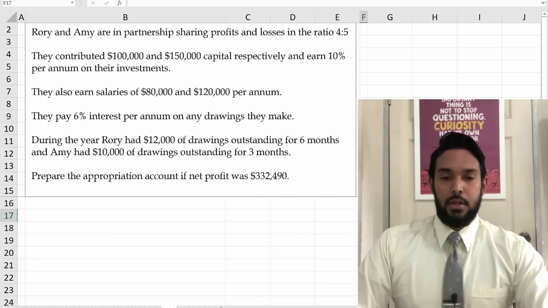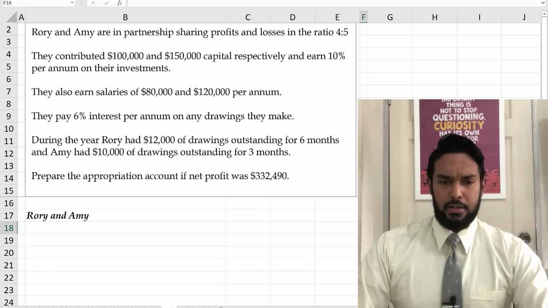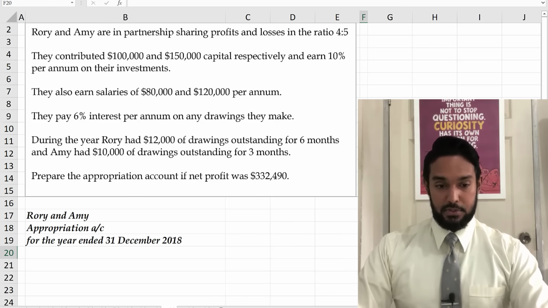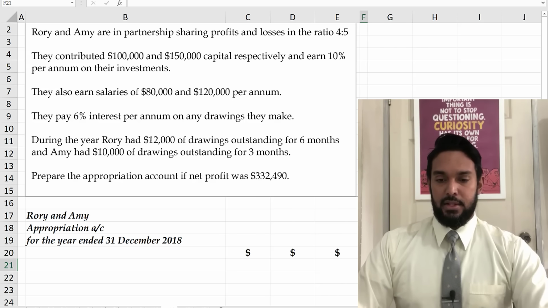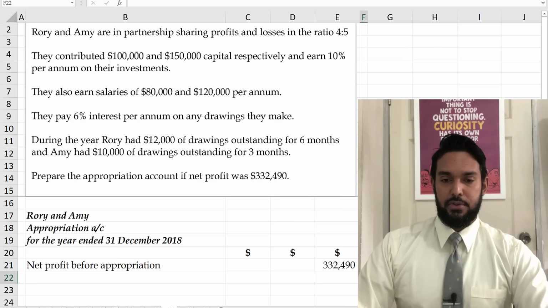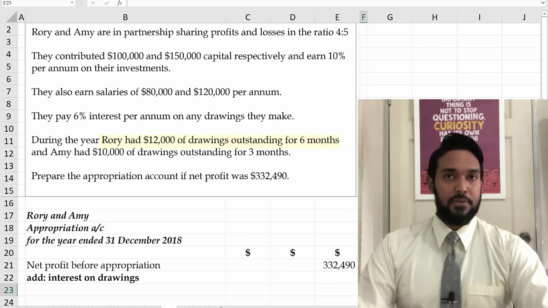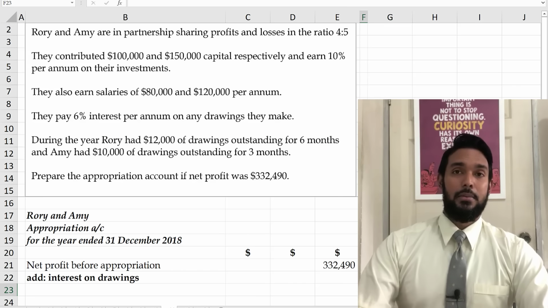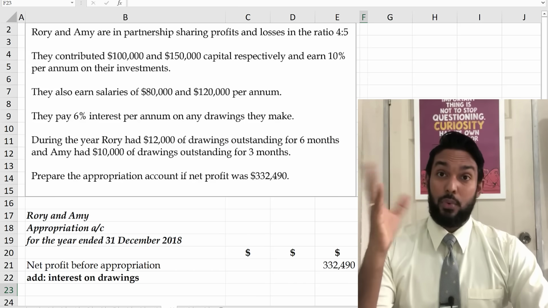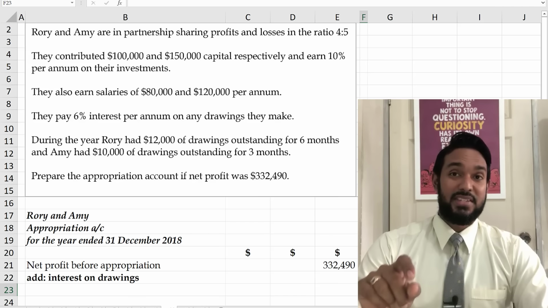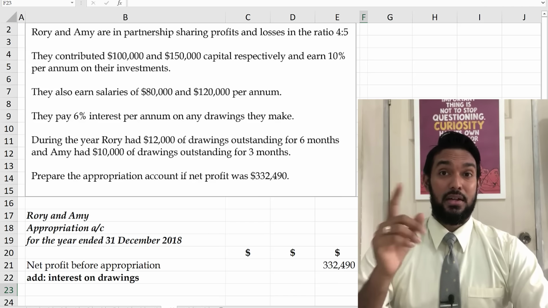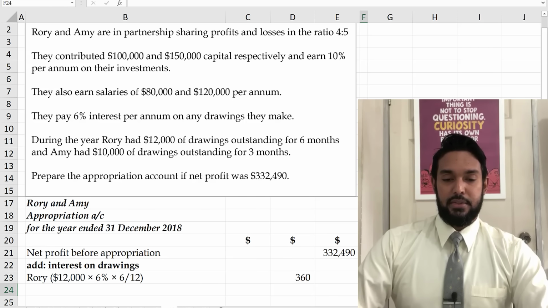Let's take a look. So Rory and Amy, appropriation account for the year ended 31st December 2018. Dollar signs. So net profit before appropriation is 332,490. Add interest on drawings. So Rory had 12,000 of drawings outstanding for 6 months, and it's 6% interest. So you're going to find 6% of 12,000, and then you have to multiply that by 6 over 12. Why 6 over 12? Well, his drawings were outstanding for 6 months. And how many months are there in a year? 12.